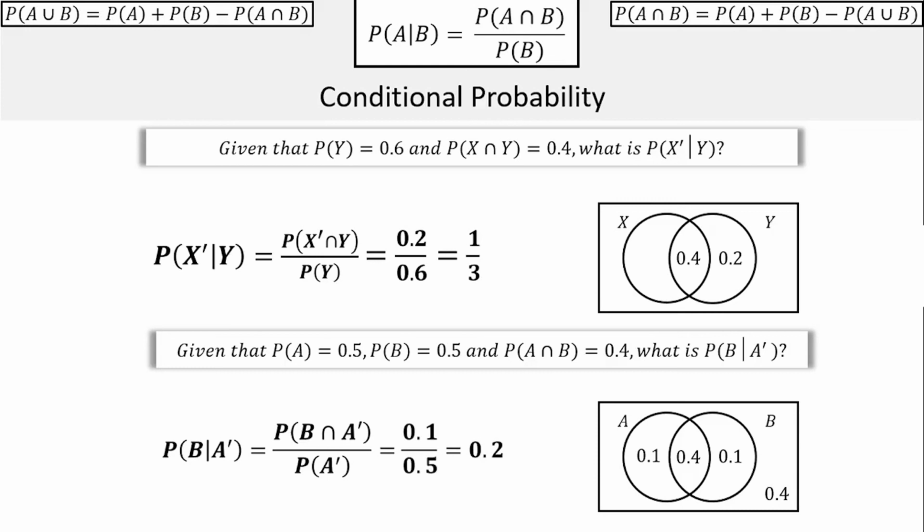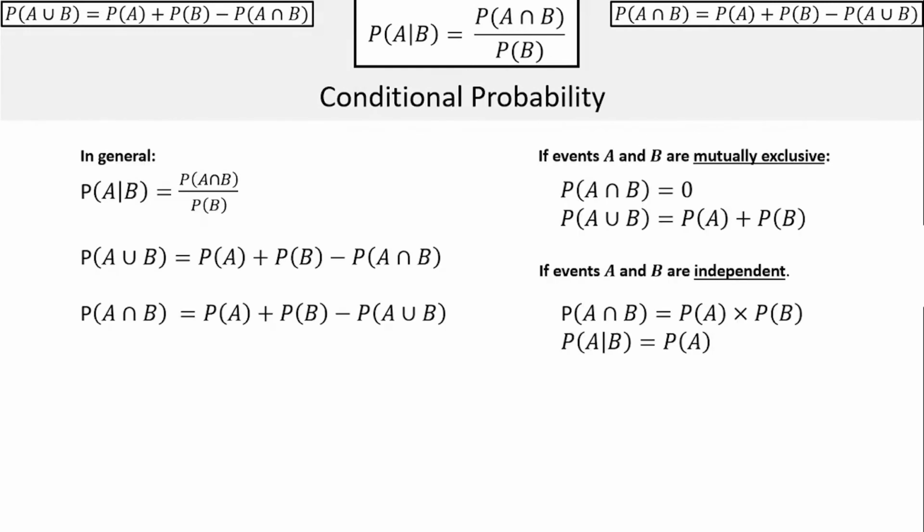So to summarize, here are the formulae that we've come across. In general, we have our given formula. We have 2 addition formulae for the union and the intersection. For mutually exclusive events, because we know the intersection equals 0, the addition formula for the union is shortened to just the probability of A plus the probability of B. That can come from your contextual knowledge of what mutually exclusive actually means.